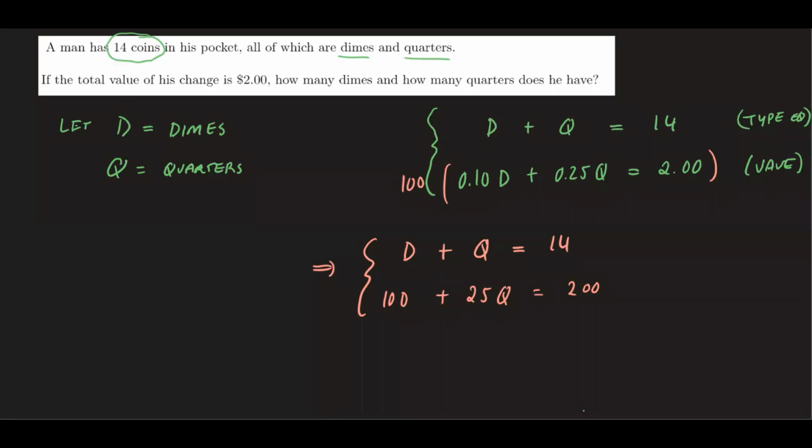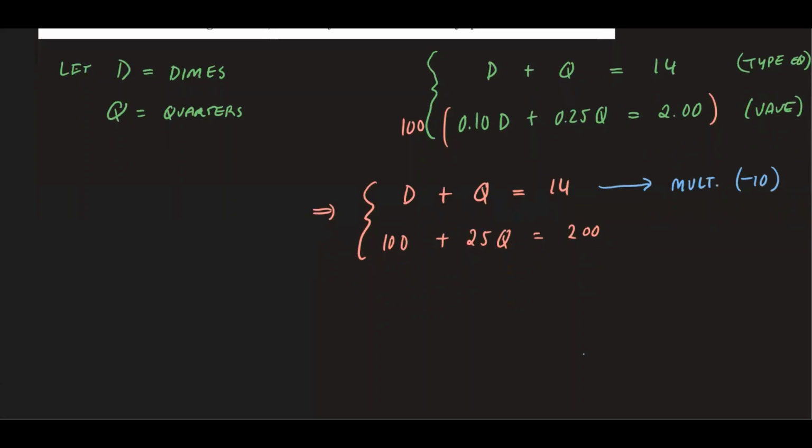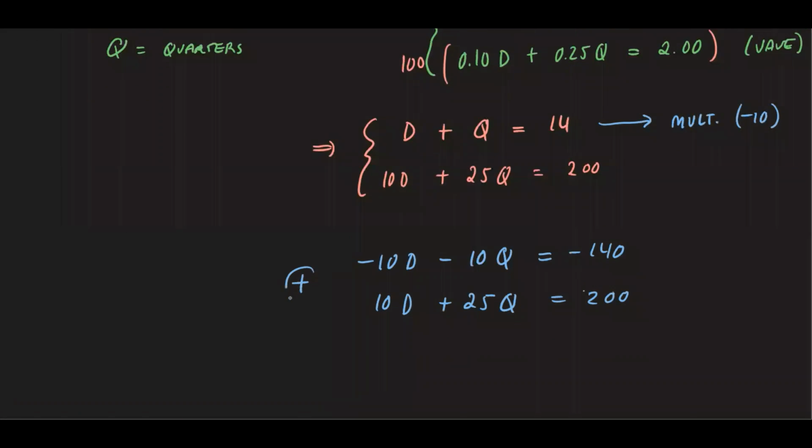So let's take the first equation and multiply it by -10. That way we can get rid of D in the equation. So multiply both sides of this equation by -10 and we have the following system. We have -10D minus 10Q is equal to -140. And the bottom equation remains unchanged, so that's 10D plus 25Q is equal to 200. And now we can successfully add them up, and that way the D terms will cancel out.